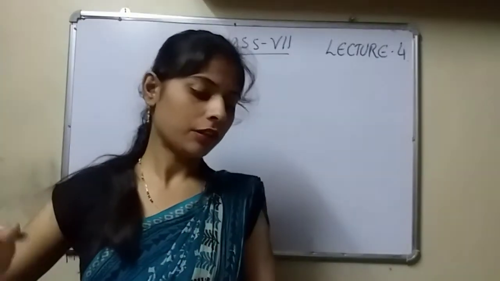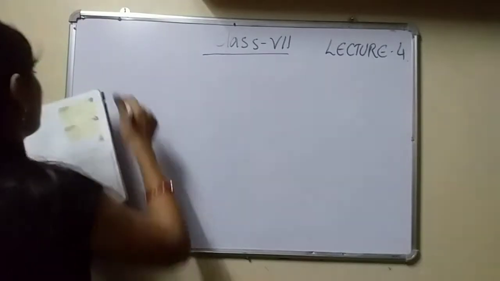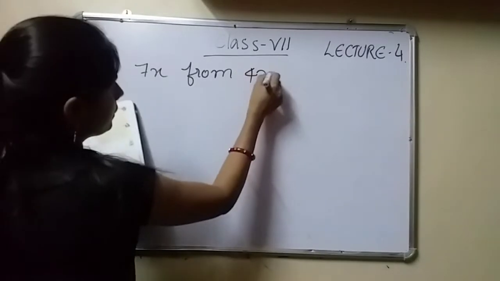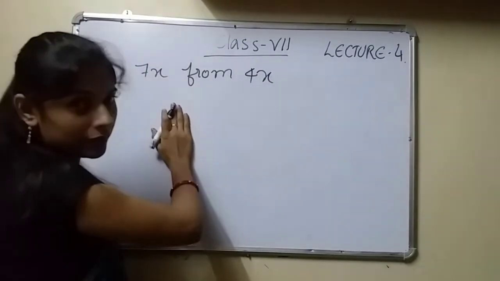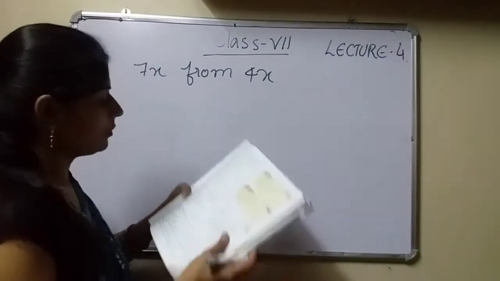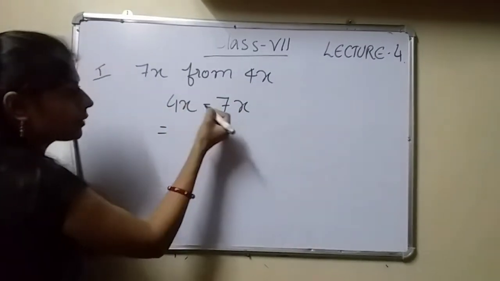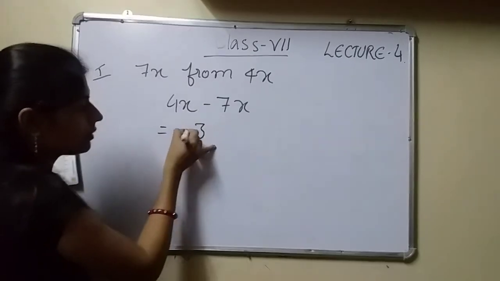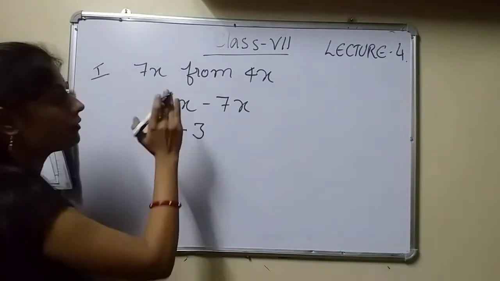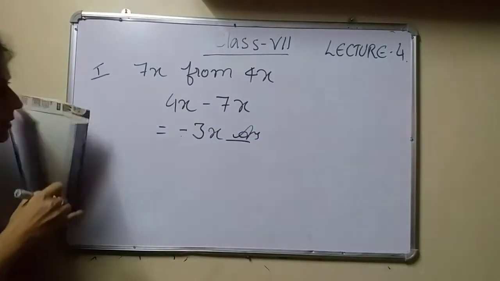Today we are starting our new exercise 6D. Your question number one is: subtract 7x from 4x. So 4x minus 7x. What will it become? 7 minus 4 is 3, but you are subtracting the greater digit from the smaller digit, so the answer will come in minus. So the answer is minus 3x.